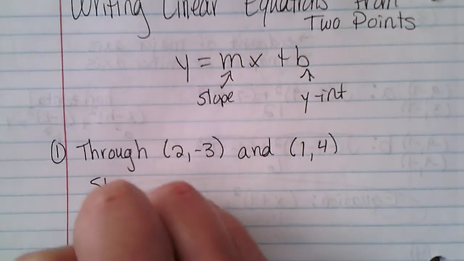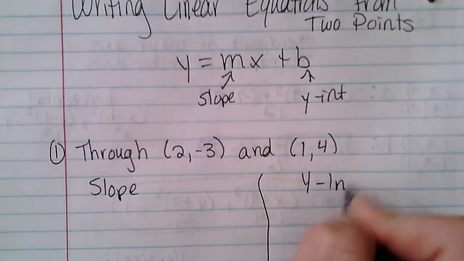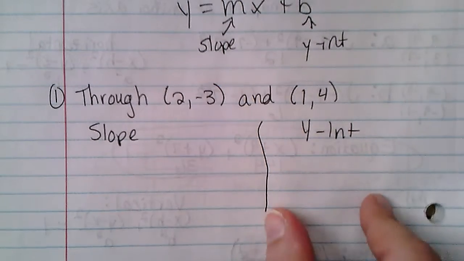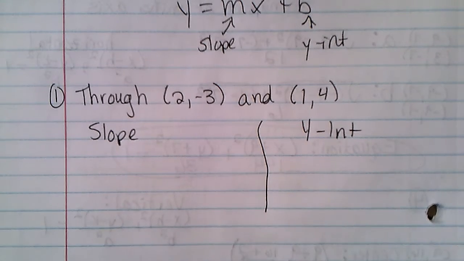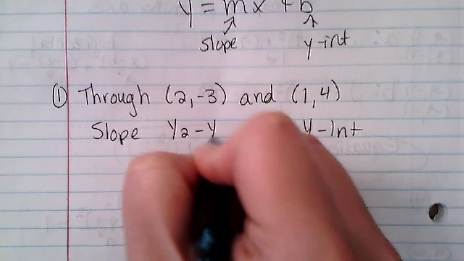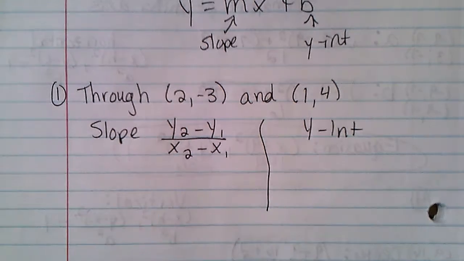So over here, I'm going to organize my work a little bit. I'm going to find the slope, then I'm going to find the y-intercept, then I'm going to write the equation, because those are the two things we need. Just a reminder, the slope formula is y2 minus y1 over x2 minus x1. We should be very familiar with that.